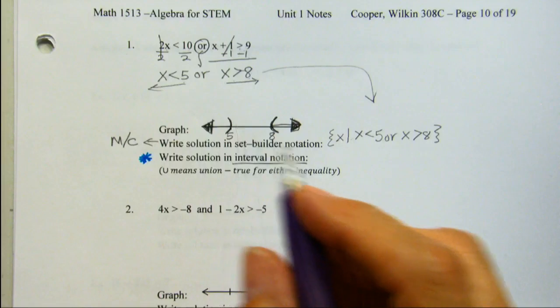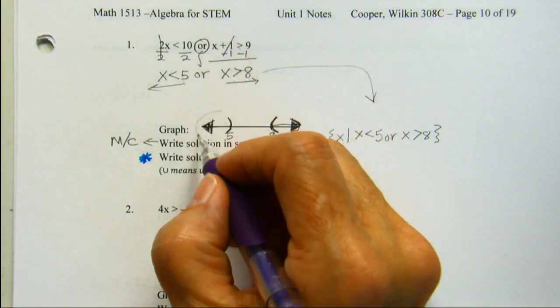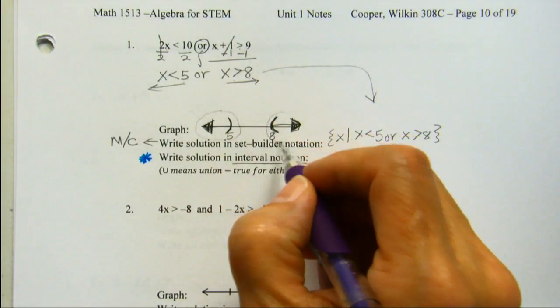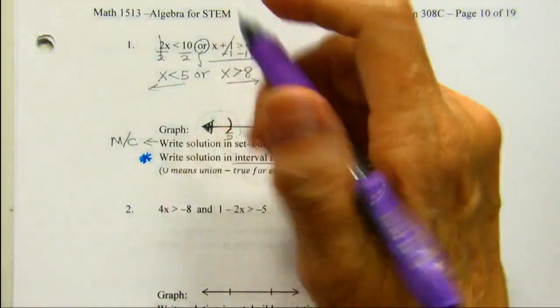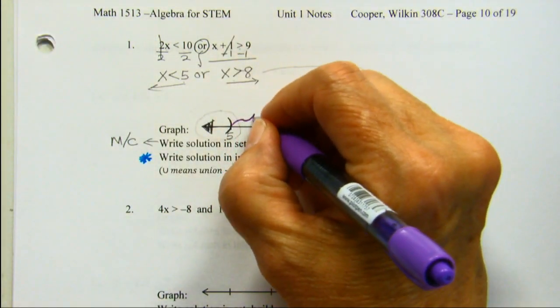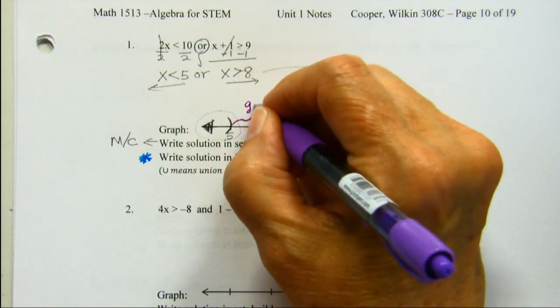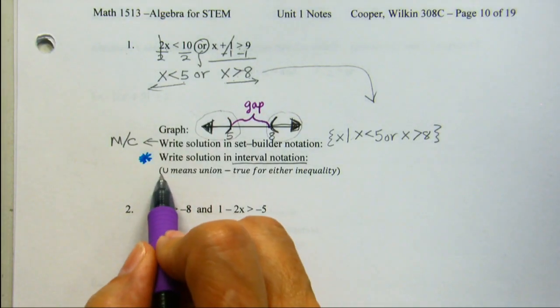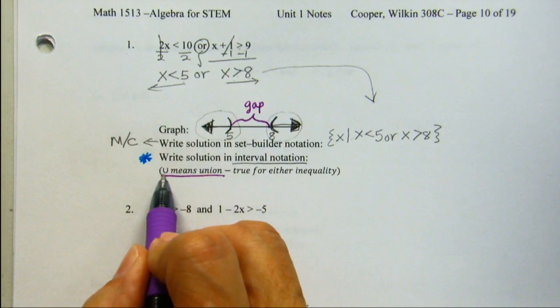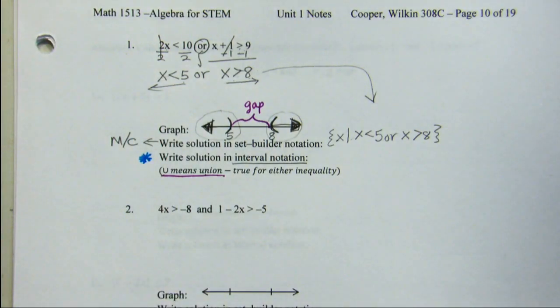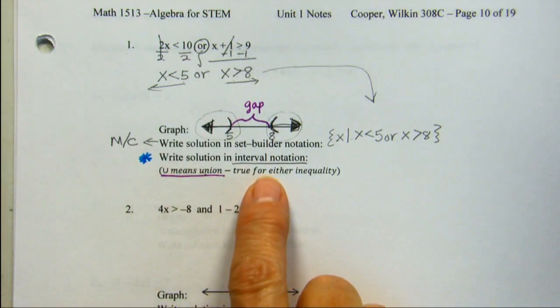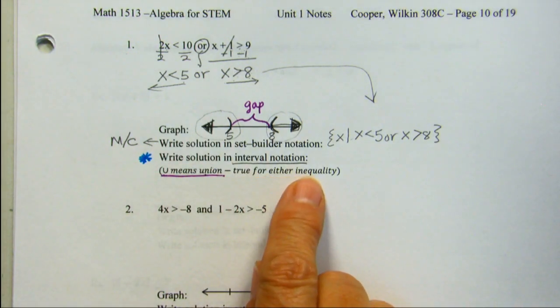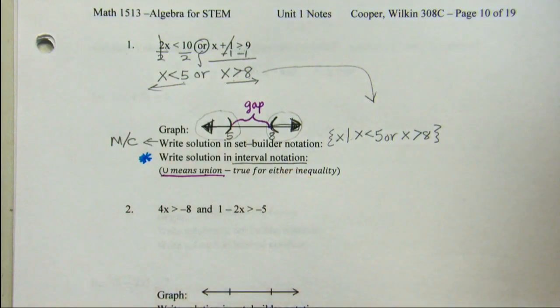Now, I have an inequality and I have an inequality, but then in between the two inequalities, I have this rather large gap. The gap is going to be a U for union. And the union means it's true for either inequality, not for both of them, for at least one of them.